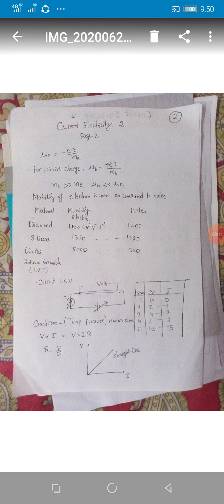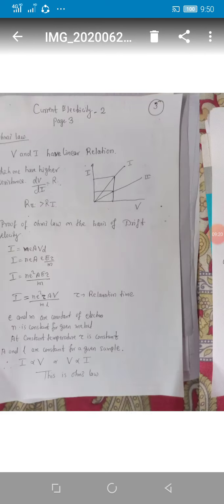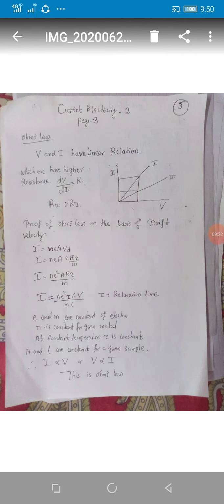Then it is, student, Ohm's law. And I have drawn just an observation table which comes in case of Ohm's law. Now, student, let's see the graph. Remember, there are two kinds of VI graph. In one, the V is taken along x-axis and I is taken along y-axis.